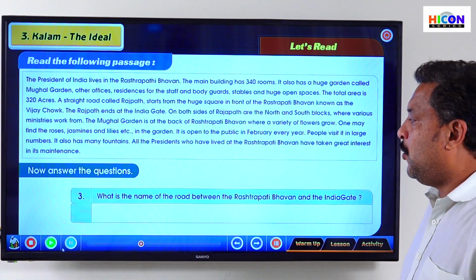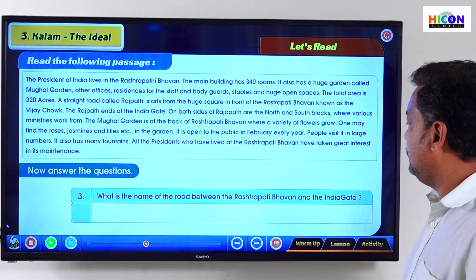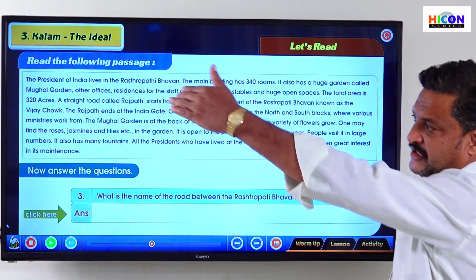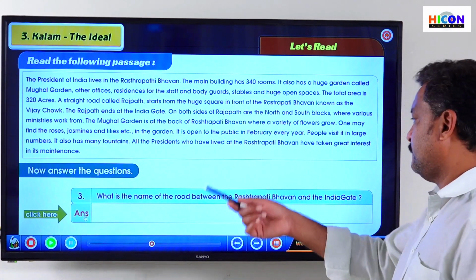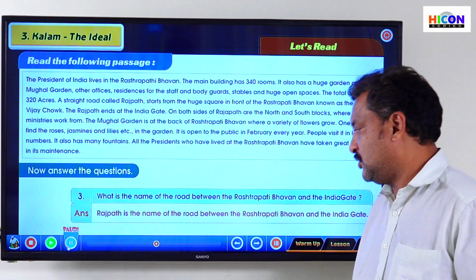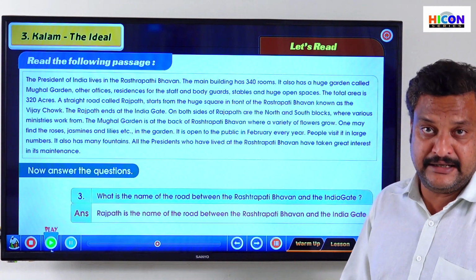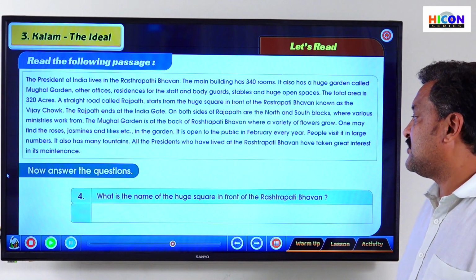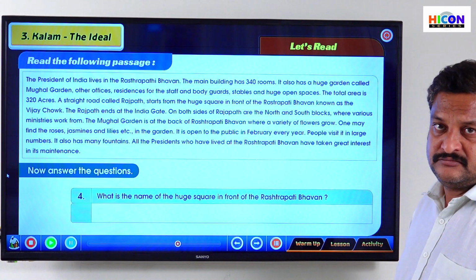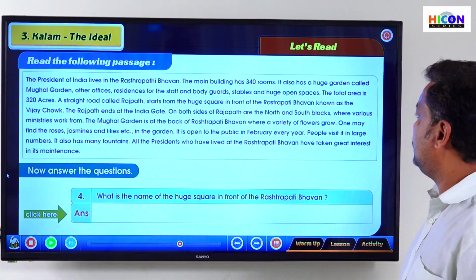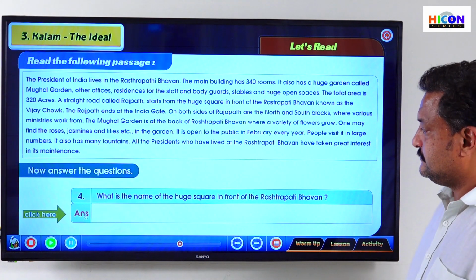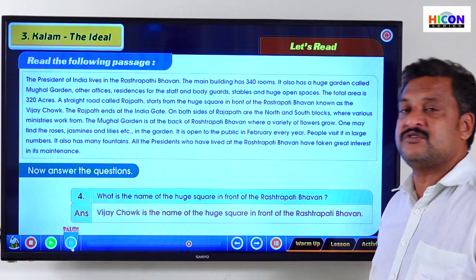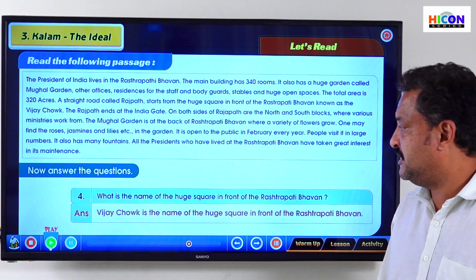The third question, what is the name of the road between Rashtrapati Bhavan and the India Gate? Rajpath is the name of the road between the Rashtrapati Bhavan and the India Gate. Next, what is the name of the huge square in front of the Rashtrapati Bhavan? That is called Vijay Chowk. So Vijay Chowk is the name of the huge square in front of the Rashtrapati Bhavan.